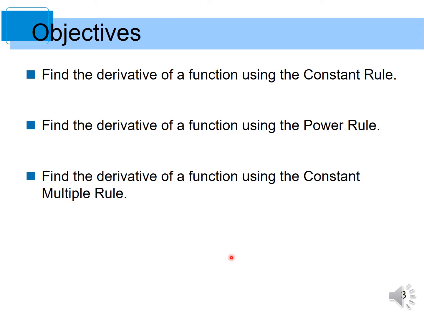We have 6 objectives in this section. First, find the derivative of a function using the constant rule. Find the derivative of a function using the power rule. Find the derivative of a function using the constant multiple rule.